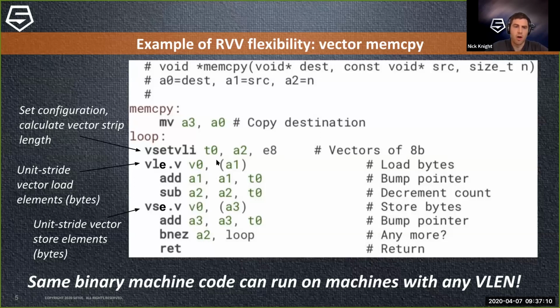Now we'll drop into the code. We just do the vector load, some bumping pointers around, and the vector store. That's the meat of the memcopy. And then we do a little bit more, bump the second pointer and loop back. What you'll notice here in this example is that there's no VLEN anywhere in the code. The programmer did not have to mention the vector length anywhere. The same binary machine code can run on any RISC-V vector machine. It handles VLEN implicitly.